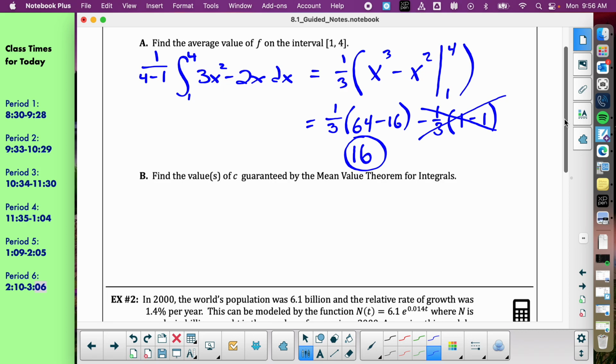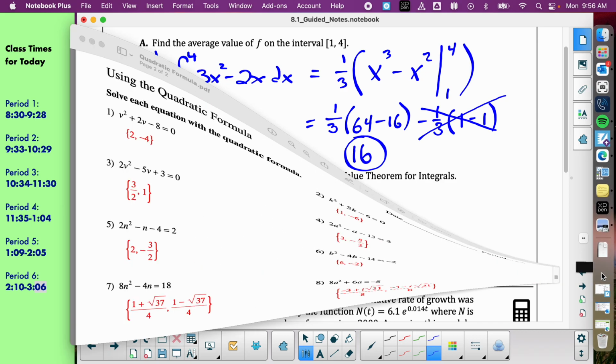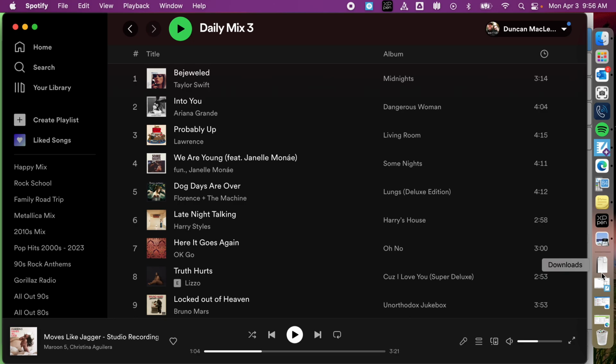Anybody want to help me with B? 16. Gotcha. How do I find the specific value of c that has that height? What did I put?